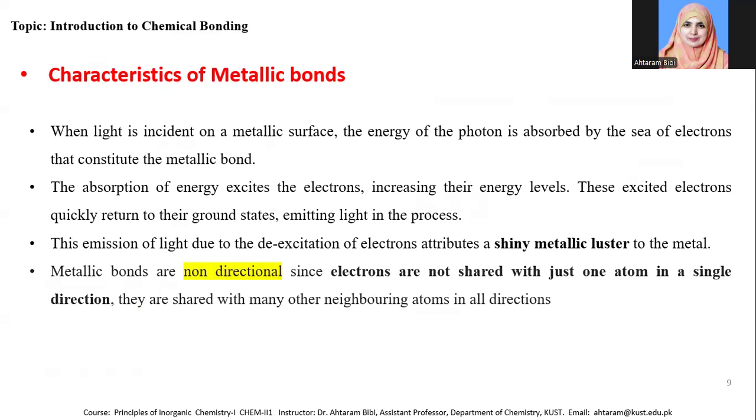Metallic bonds are non-directional because the electrons are not shared with just one atom or in a single direction, but are shared with many other neighboring atoms in all directions, and the electrons are in the form of a sea. Therefore, metallic bonds are generally non-directional in nature.